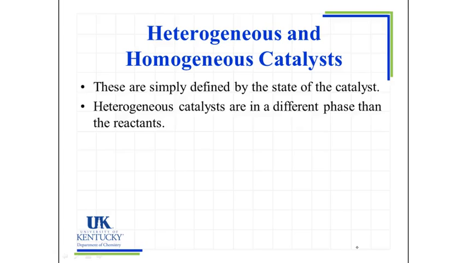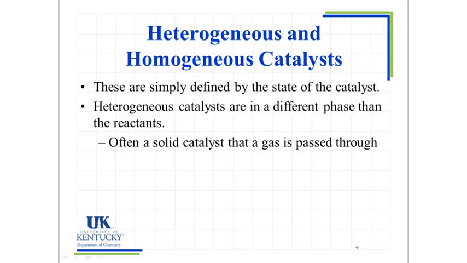This is what is actually seen in our catalytic converters. Often you have a solid catalyst and a gas is passed through. That's occurring again in our catalytic converters. The exhaust gases are coming through that catalytic converter. Catalytic converters are solid metals that the gas is passing through, and it allows for the combustion process, the oxidation of those exhaust products, to occur.